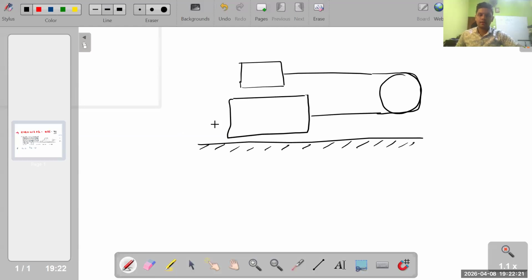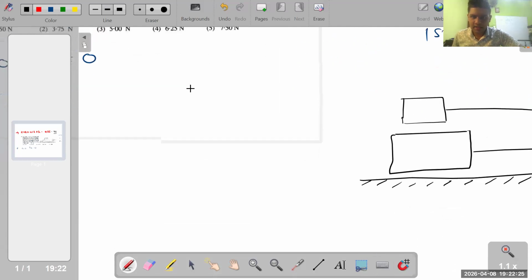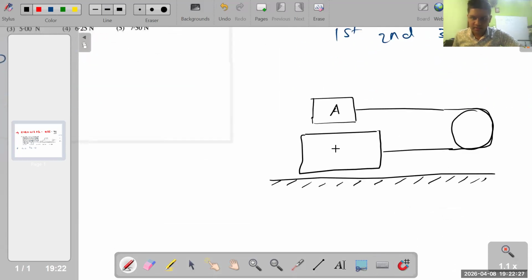Okay, right. So they have said the top mass as A and the bottom mass as B, right? As they have mentioned, no need to mention it again. Okay. So what can I do? Let's start marking the forces.